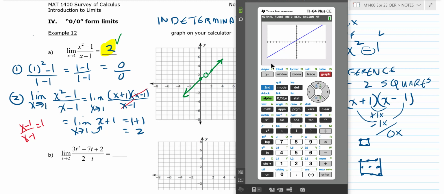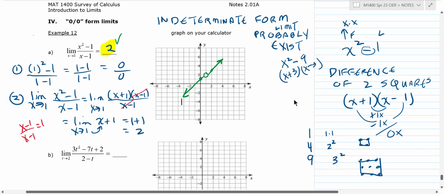That graph looks like a linear function. And again, if you go back to the first method we used on this, I could trace at a number real close to 1 on either side. I could go like 0.999, that's pretty close to 1. And notice the answer is pretty close to 2. Okay, so we didn't have to do graphing on this. We just did it algebraically. The graphing really only served as a checkpoint for us.